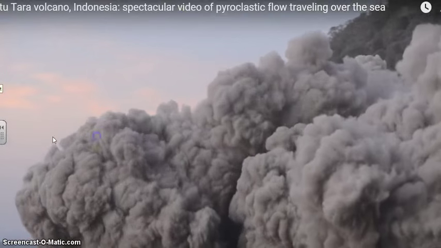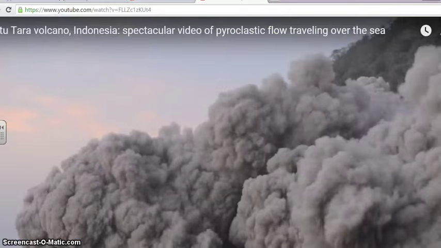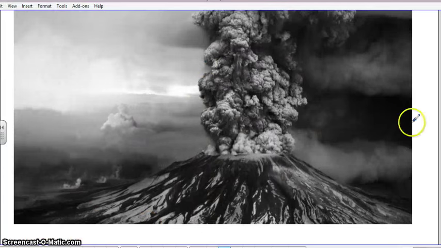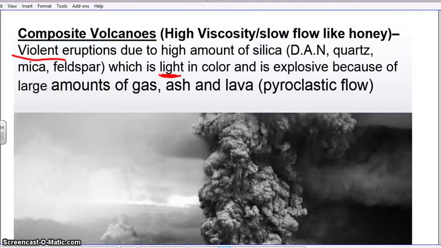Okay, so great stuff right there. All right, so going back to Dan, you know, he's got some issues. So gas plus ash plus lava equals the recipe, the cocktail of pyroclastic flow.